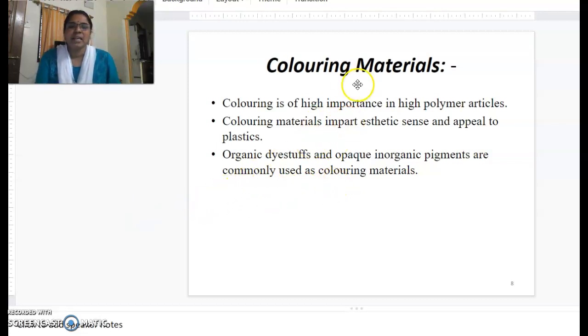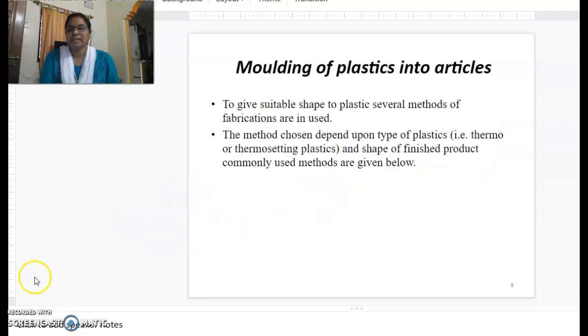Next one is coloring materials. If the whole world were white in color, it would not give any aesthetic appeal to our eyes. Hence, to give aesthetic appeal, coloring is of very high importance in polymers. Organic dyestuffs and opaque inorganic pigments are commonly used as coloring materials, right?